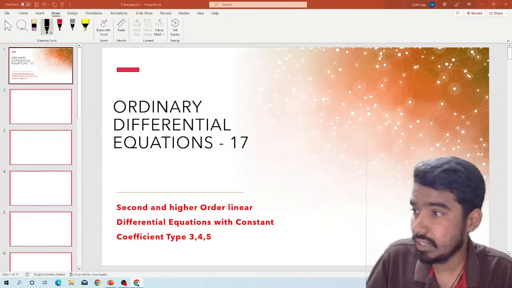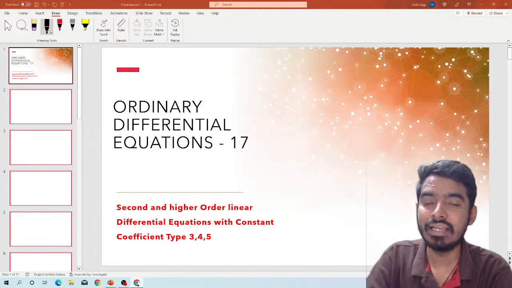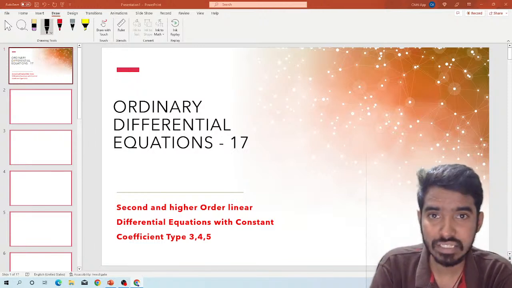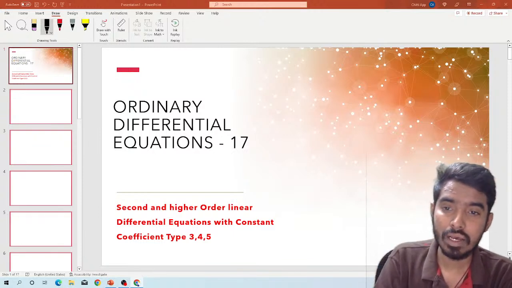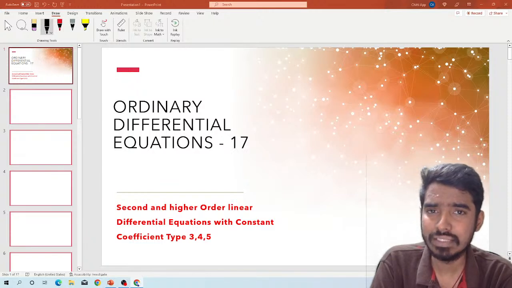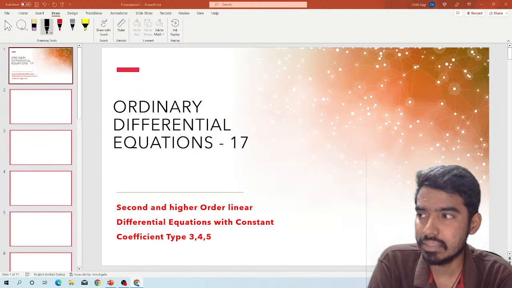Hello everyone, good evening. This is lecture number 17 of ODE. We are solving problems based on second and higher order linear differential equations with constant coefficients. From lecture number 1 to lecture number 13, we have been solving problems based on solutions of differential equations of first order and first degree. There are many methods to solve them, and we have finished all those methods.